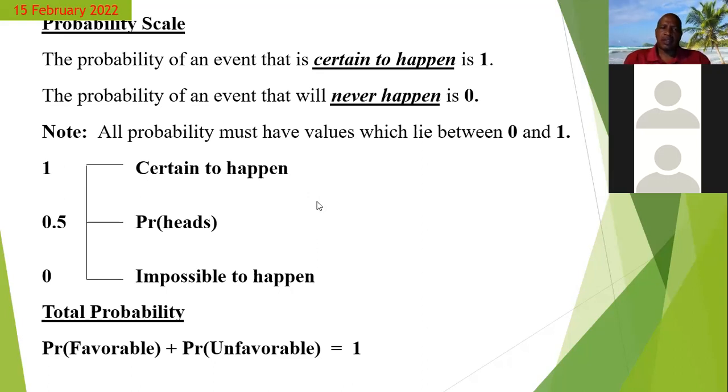So in terms of putting 0 and 1 into context, we say that the probability that we are going to die is certain, right? So we would say that the probability of a person dying is 1 because it must happen. We say that the probability of the cow jumping over the moon would be 0 because it can't happen. It's not going to happen, right?